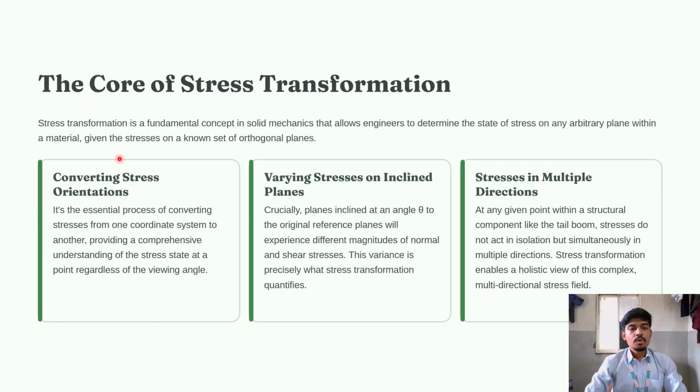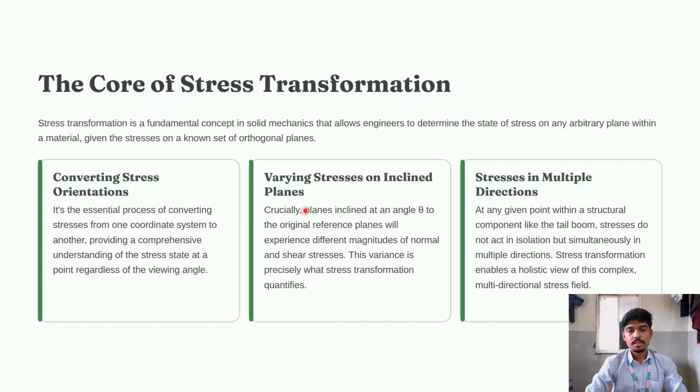Then, what is the core of stress transformation? The core of stress transformation is a fundamental concept in solid mechanics that allows engineers to determine the state of stress in an arbitrary plane within the material. So, converting stress orientations. It is an essential process of converting stresses from one coordinate system to another, providing a comprehensive understanding of the stress state at a point regardless of viewing angle.